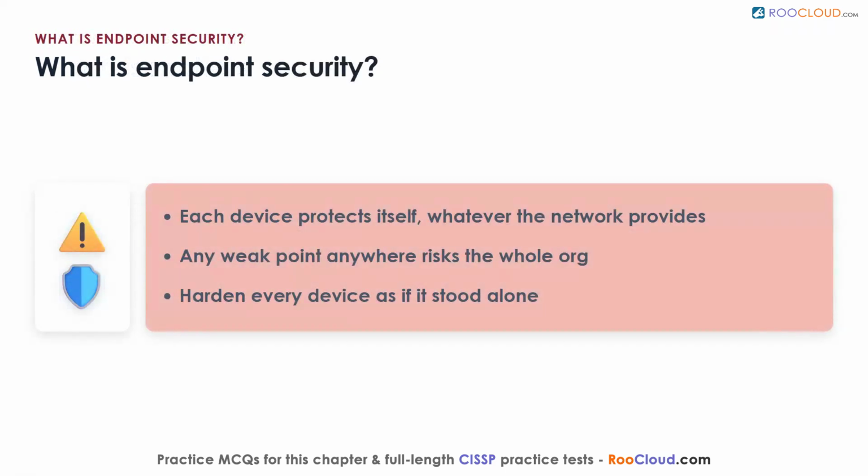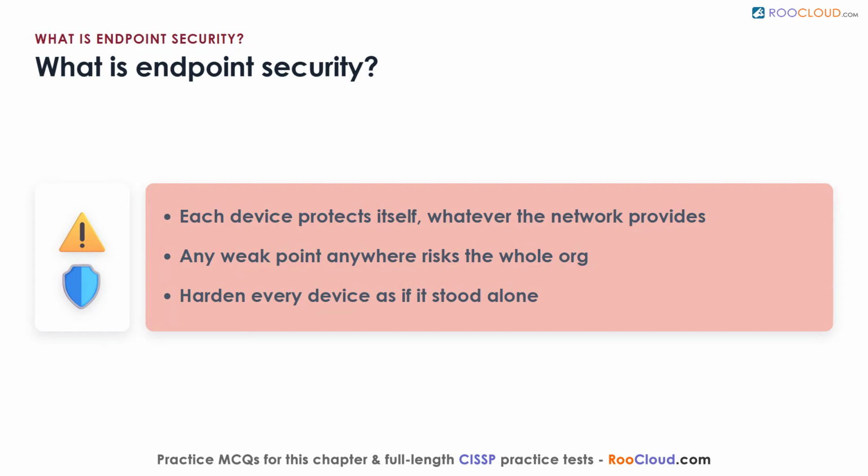What does endpoint security actually mean? It means each device is responsible for its own protection, regardless of whatever security the network provides. Sometimes this is phrased as the end device defending itself. But the sharper truth is that any weak point anywhere, on the border, on a server, or on a single client, puts the entire organization at risk. So endpoint security is not about trusting the network to cover you. It is about hardening every last device as if it stood alone.